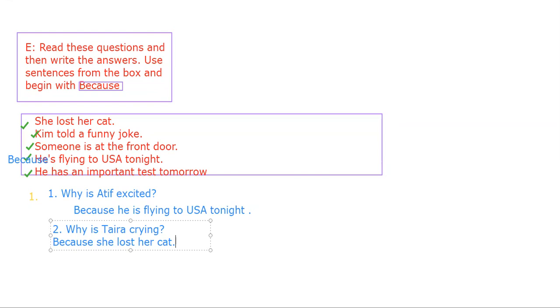In the same way, why was Rafia laughing? Point number three says, why was Rafia laughing? Why was she laughing? Because Kim told a funny story. This would be the answer.